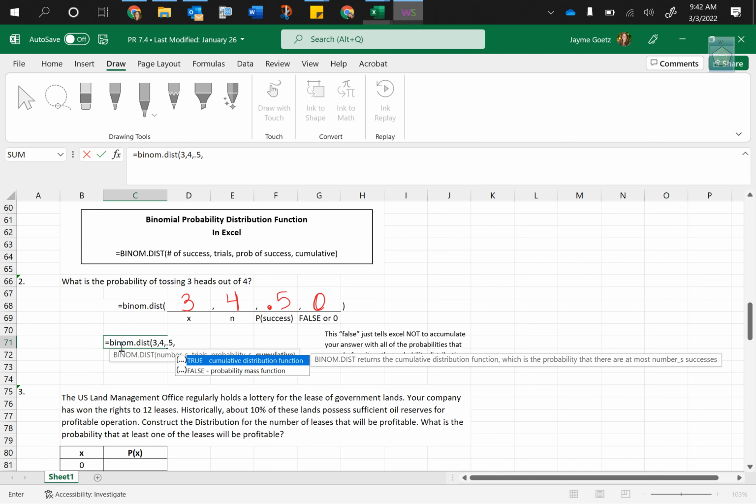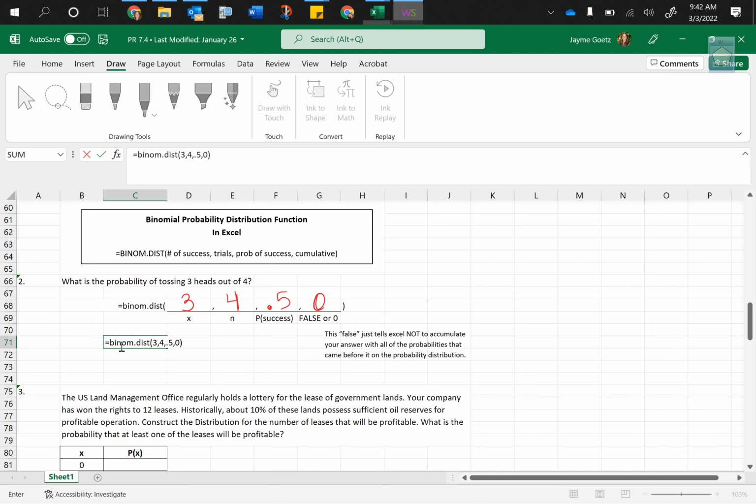And then finally, look, it says true or false, cumulative distribution function or the probability mass. We only want the 1, so we want a false, or 0 works for false. Okay, and we know that it should equal what? 0.25. There it is.